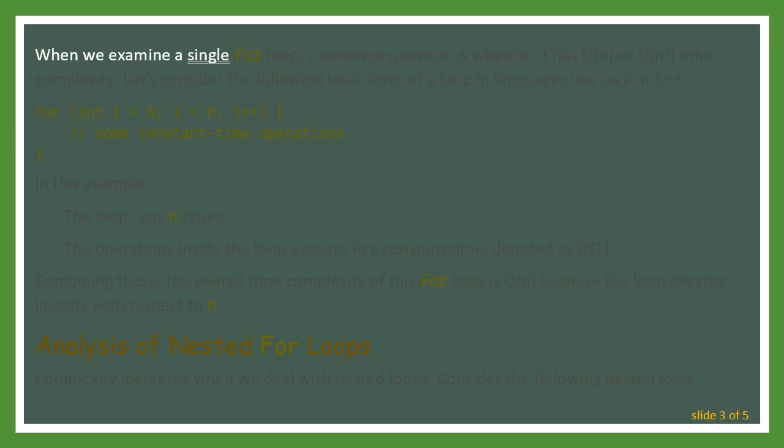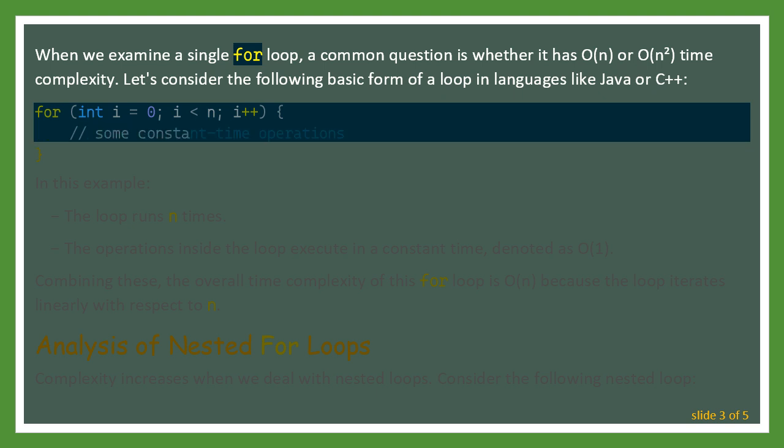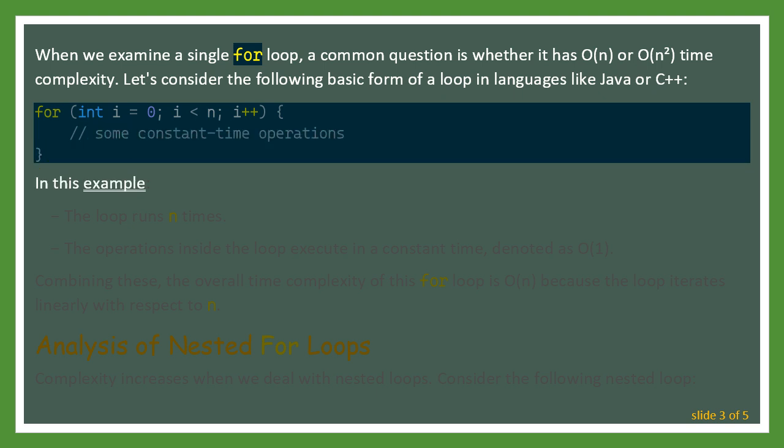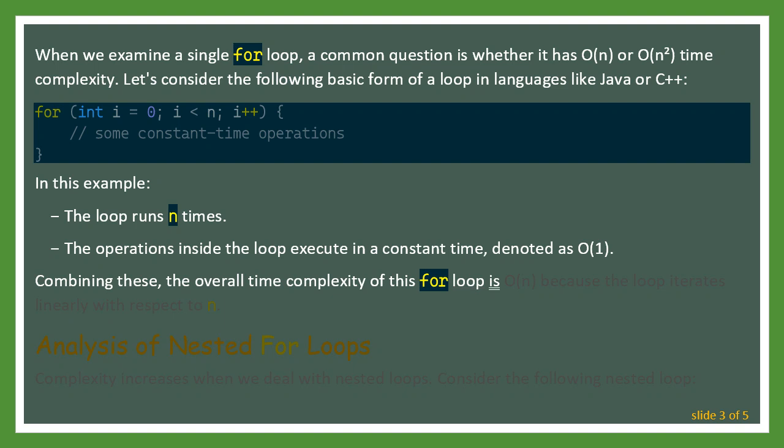Analysis of a single for loop. When we examine a single for loop, a common question is whether it has O(n) or O(n^2) time complexity. Let's consider the following basic form of a loop in languages like Java or C++. In this example, the loop runs n times. The operations inside the loop execute in constant time, denoted as O(1). Combining these, the overall time complexity of this for loop is O(n), because the loop iterates linearly with respect to n.